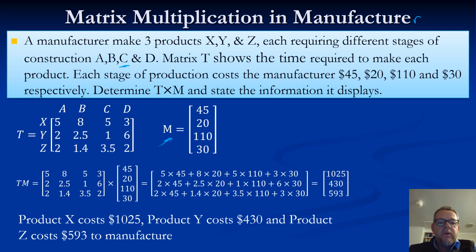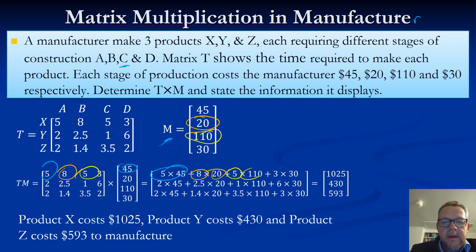Let's have a look at this. Here's our 5. What do we need to multiply it by? 45. So here's our 5 by 45. And then what's the next step? 8 by 20. So here's our 8 by 20. And then what have we got? 5 times 110. So here's our 110. And then finally, is that a 3 times 30? And there's our 3 times 30. Now just sum all of those up and you'll get 1025.